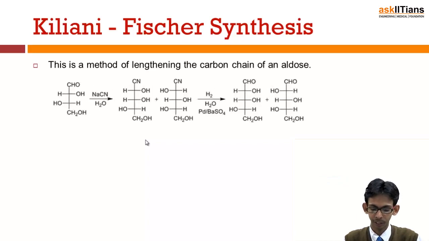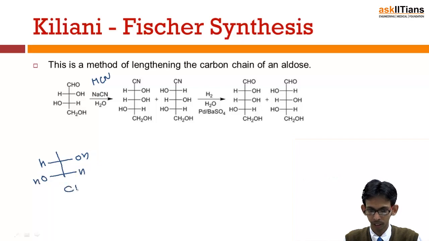And what is done in this, you can see from here, that this was a 1, 2, 3, 4 carbon tetrose. This was an aldotetrose. First of all, we react with NaCN or HCN in water, and this group, if I write it in a more broad way, it was like this: OH, then OH, H, it was CH2OH, and this was actually the aldehyde group. We add HCN or NaCN in the presence of water, and this opens up.